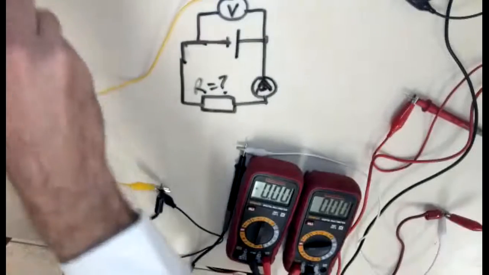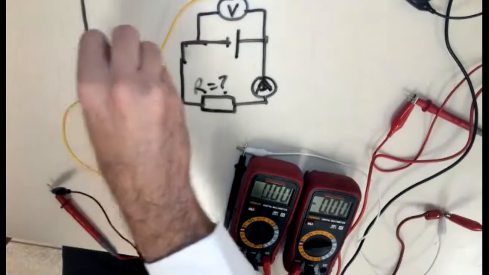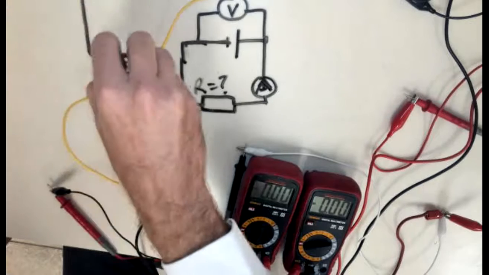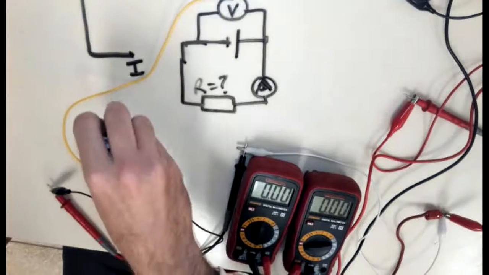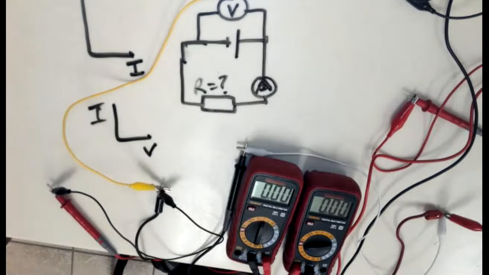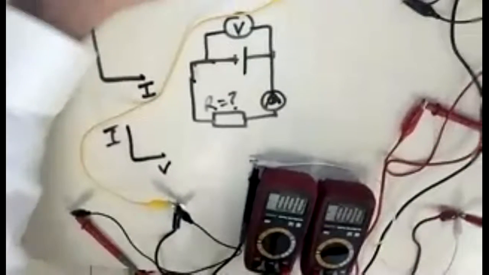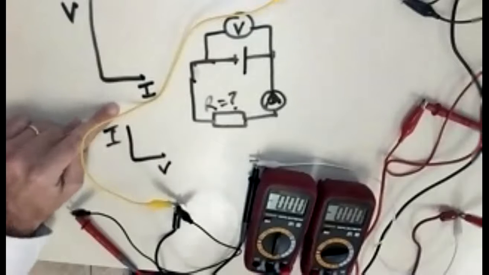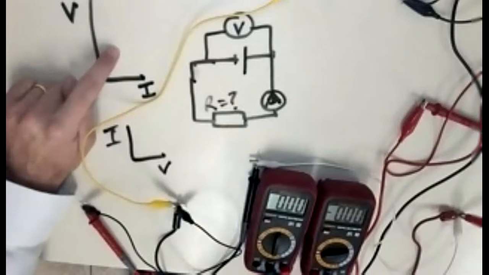You're going to plot the data. And I don't care if you plot V against I or I against V. I just want the conclusion to be correct. Hopefully that makes sense. If you plot V against I, your conclusion will be what? The slope. You just take the slope of it because R equals V over I.